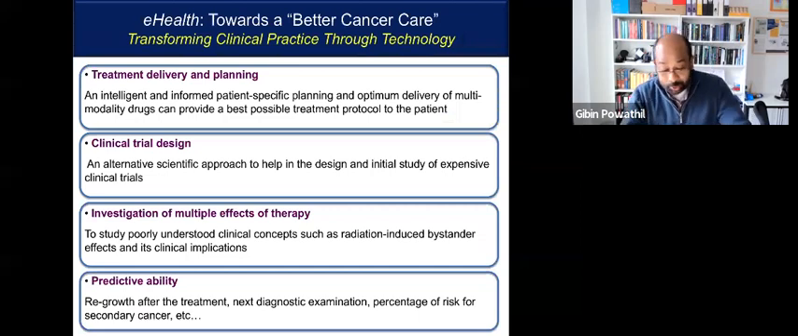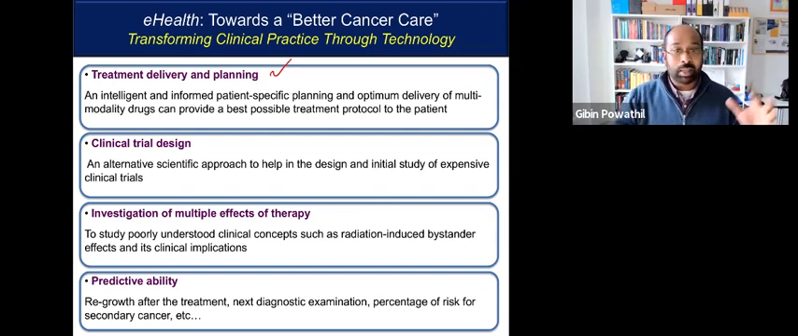The final slide. So the idea is towards better healthcare using computational approaches. Treatment delivery and planning. It can be used for clinical trial designs. People are using it at the moment. There are clinical trials planned by using mathematical equations. I know a case in Moffitt Cancer Institute in Tampa where they use mathematical equations to inform clinical trials, so they select patients based on that. The multiple effects of the therapies can be investigated, and it predicts what's going to happen after each treatment and what is the best way to treat patients.